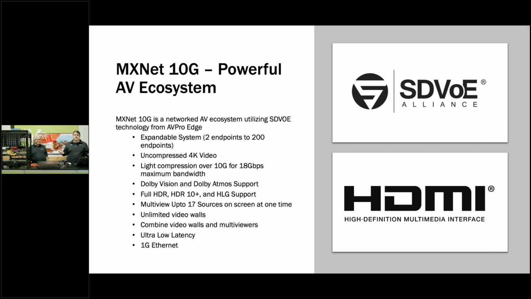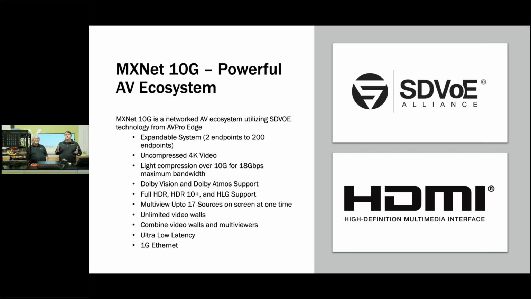It's an expandable system. So you could have 2 endpoints, and an endpoint is a source or a sink. You could have 2 endpoints, or you could have 200, or you could have 2,000 if you knew how to set up the networking topology for 10G, which can be a bit to do when you get to those larger sizes. Yes. It can do uncompressed 4K, uses light compression to deliver 18 gigabits per second signaling, Dolby Vision, HLG, HDR, can support all of these different things.